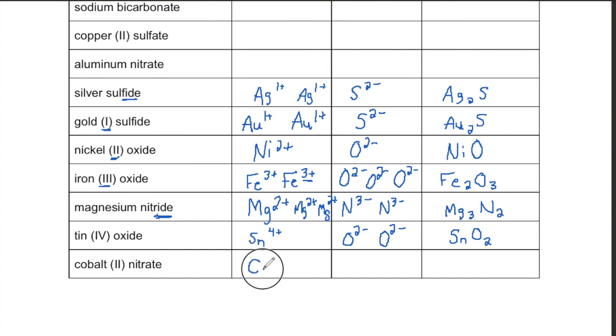Cobalt 2 is cobalt with a +2 charge. Be really careful to write cobalt with a capital and a small. If you write capital and capital, we have carbon and oxygen. This is not cobalt. So we have nitrate. This is one of our polyatomics. NO3 with a -1 charge. We're going to need 2 of those to balance the cobalt. And so that would look like this, 1 cobalt and 2 nitrates.